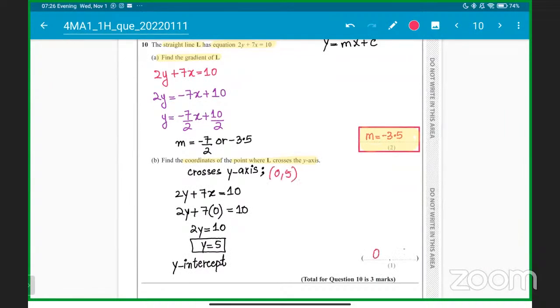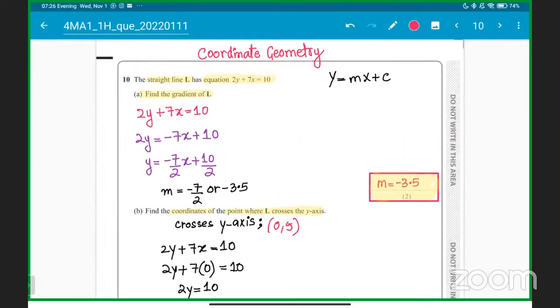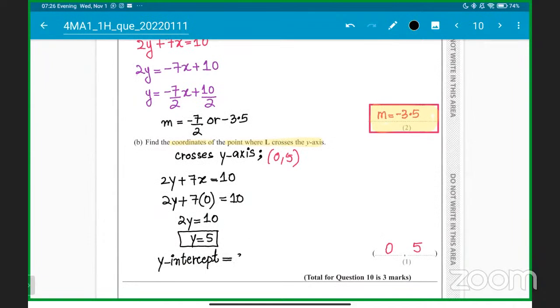When it says y equals -7 over 2 x plus 10 over 2, what happened to 10 over 2? Don't you use that as well? Yeah, you can use that. 10 over 2 is 5. That's the y-intercept, the value of c. Y-intercept is the c value, right? Y-intercept means it crosses the y-axis where x is 0.